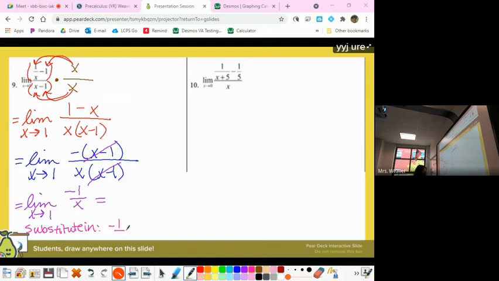So if I go negative 1 over 1, that just equals negative 1. So the limit equals negative 1. And that's a messy negative 1. So I can make that neater.